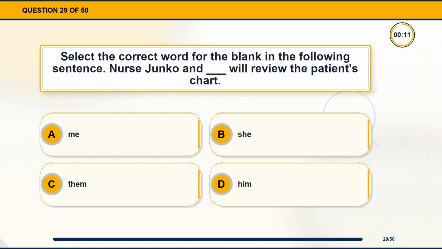Question 29. Select the correct word for the blank in the following sentence. Nurse Junko and blank will review the patient's chart. Option A, me. Option B, she. Option C, them. Option D, him.